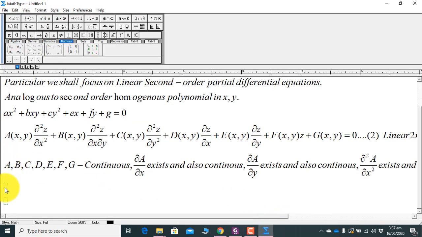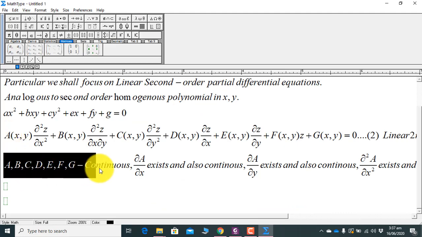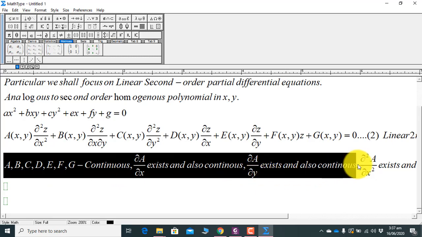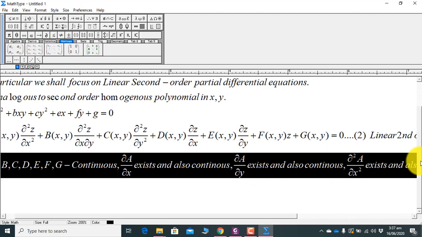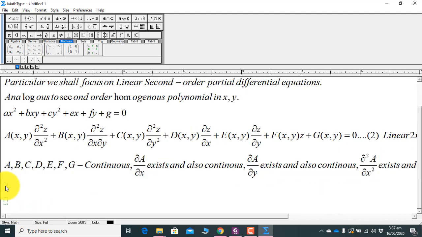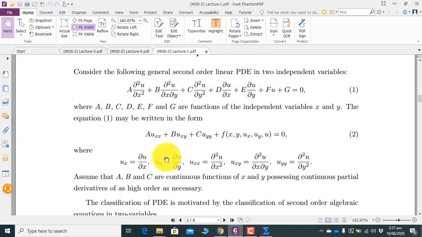So generally A, B, C, D will be functions of x, y, and now remember that they will be continuous, and their partial derivatives with respect to x and y will exist and also be continuous, not only first order but second order as well. Okay, let's move on towards some general theory of how you will study linear second order partial differential equations.